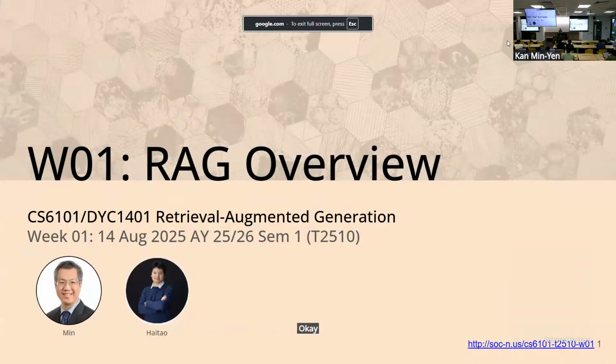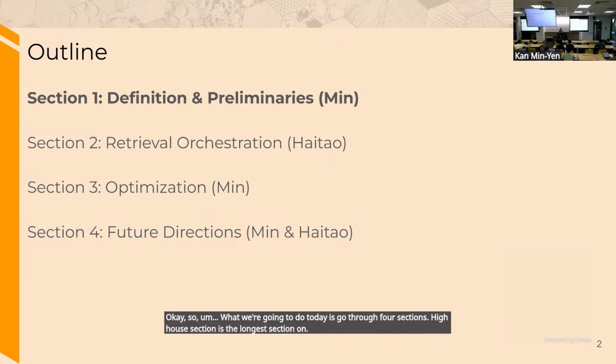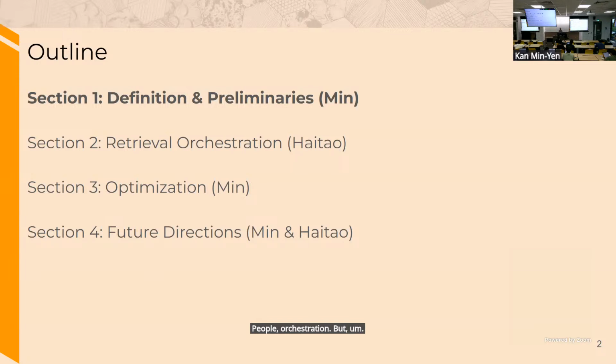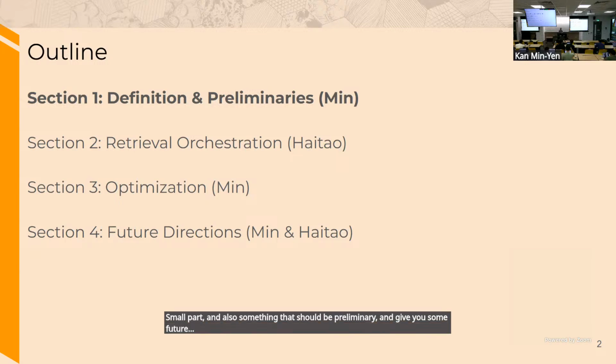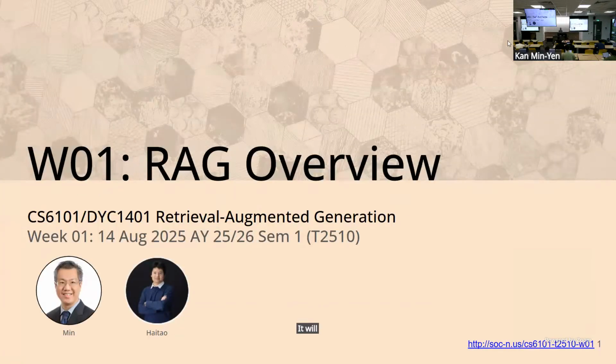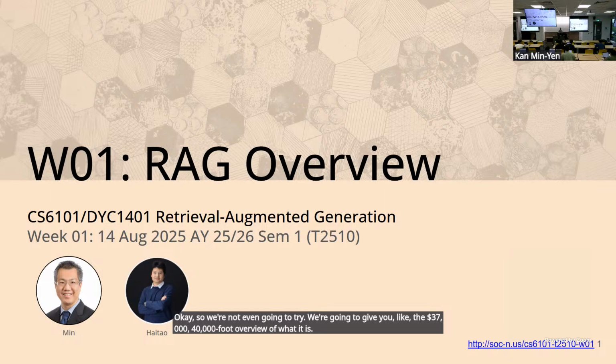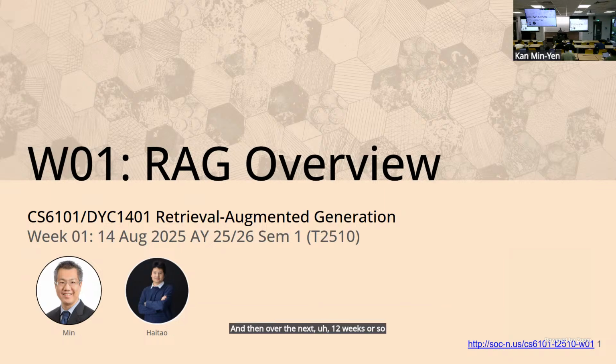Okay. So what we're going to do today is go through 4 sections. Haitao's section is the longest section, on retrieval orchestration, but we've assigned some slides to talk about optimization, which is a small part, and also some definition preliminaries, and give you some future directions. Now, because this is a course all about the entire RAG pipeline, it will be pretty daunting to make sure you understand everything. So we're not even going to try. We're going to give you a 30,000, 40,000 foot overview of what it is. And then over the next 12 weeks or so, we're going to dive deeper.